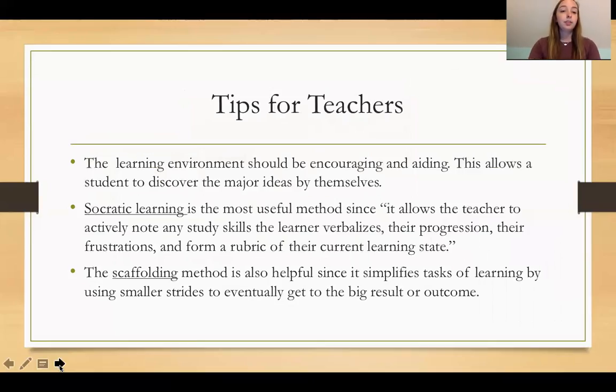Some of the tips for teachers: the learning environment should be encouraging and aiding. This allows the student to discover the major ideas by themselves. Socratic learning is the most useful method since it allows the teacher to actively note any study skills the learner verbalizes, their progression, their frustrations, and form a rubric of their current learning state. The scaffolding method is also helpful since it simplifies tasks of learning by using smaller strides to eventually get the big result or outcome.